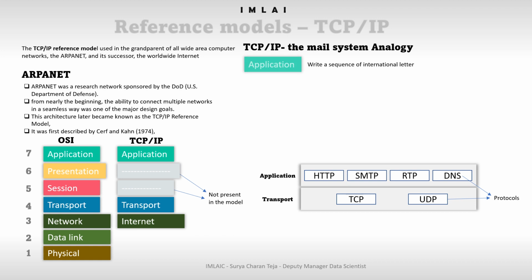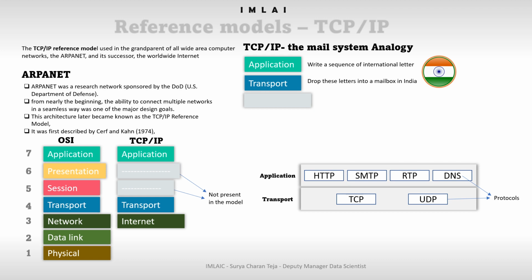Now a person can drop a sequence of international letters into a mailbox in one country, and with a little luck most of them will be delivered to the correct address in the destination country. So drop these letters into a mailbox in India, and we are hoping that it's going to be delivered to the United States of America, or whichever destination country you are expecting. So that's our transport layer.